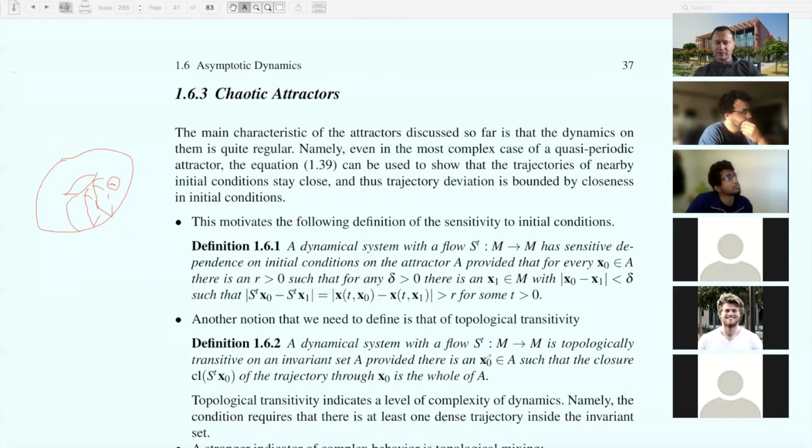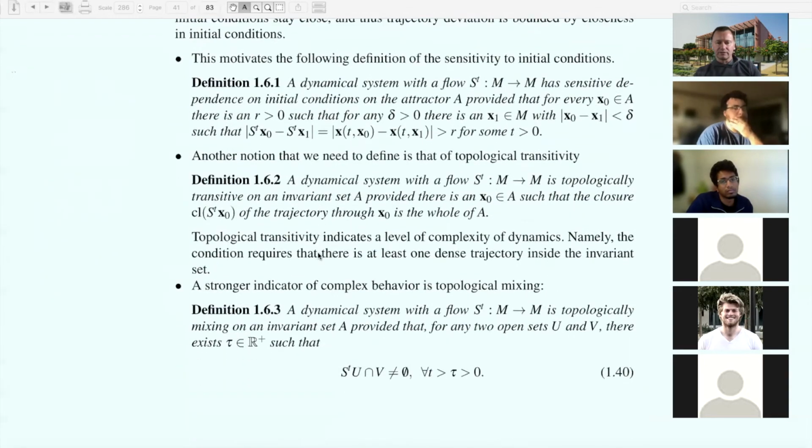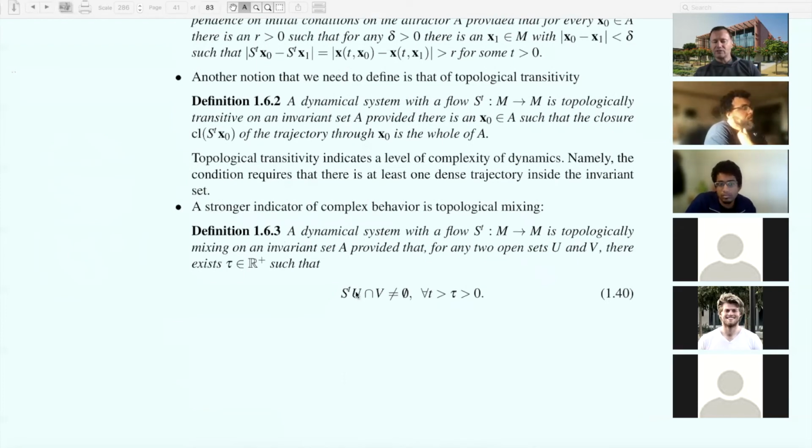Remember, in the previous definition, we had something of this sort: for any two sets U and V, there is a time t such that S_t(U) intersection with V is not zero. Now, this definition here is topological mixing, not topological transitivity. For topological mixing, this needs to be valid for every time bigger than some prescribed time tau. For topological transitivity, this needed to be valid for a single time.